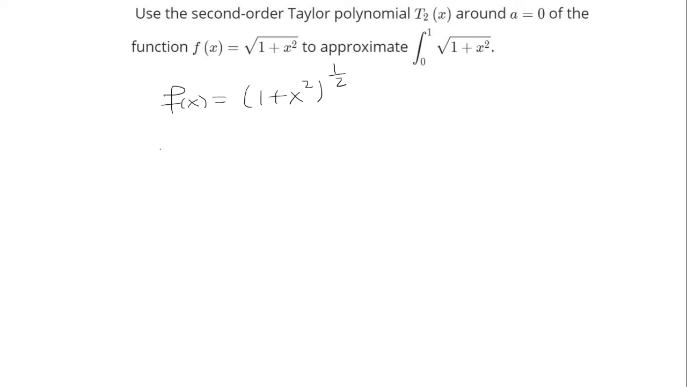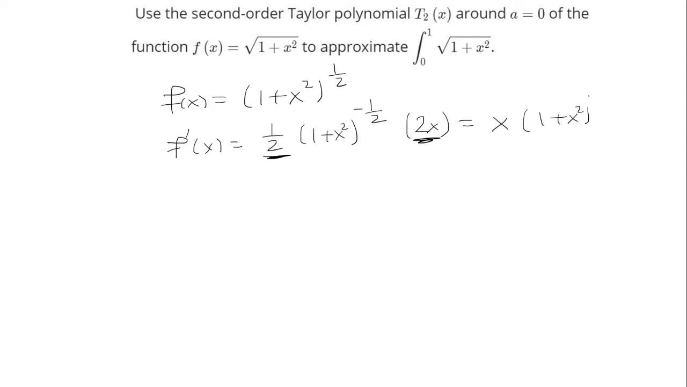Okay, so the first derivative is just using the chain rule, bringing down the exponent, keeping the inside the same, subtracting 1 in the exponent, and multiplying by the derivative of the inside. Then we have 1/2 and 2x, that's just x, and then 1 plus x squared to the negative 1/2 power.